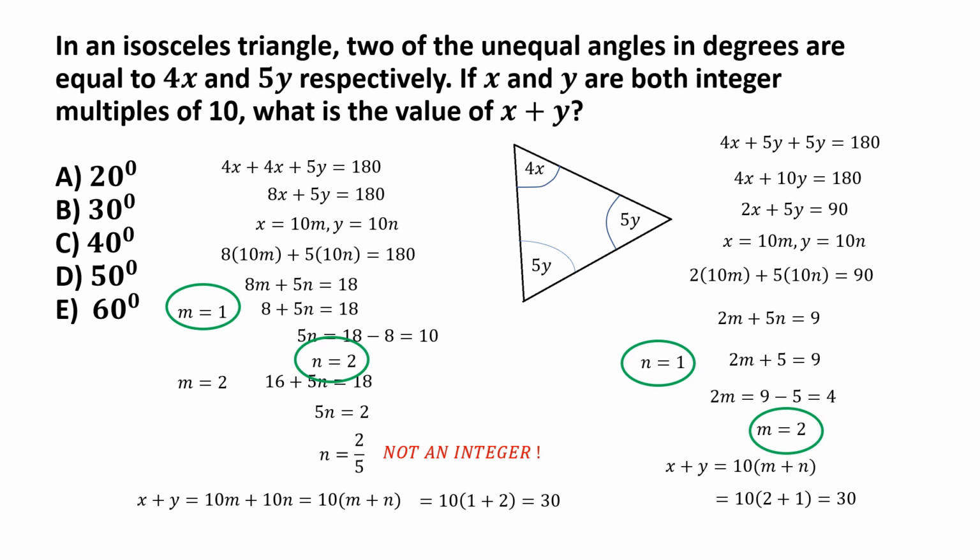So no matter what the equal angles are, whether they are each equal to 4x or each equal to 5y, x plus y in each case turns out to be of the same value, 30. So the correct answer in this case will be option B, 30.